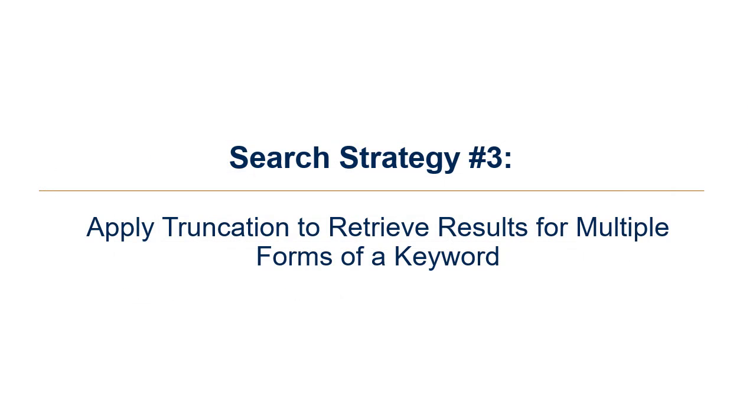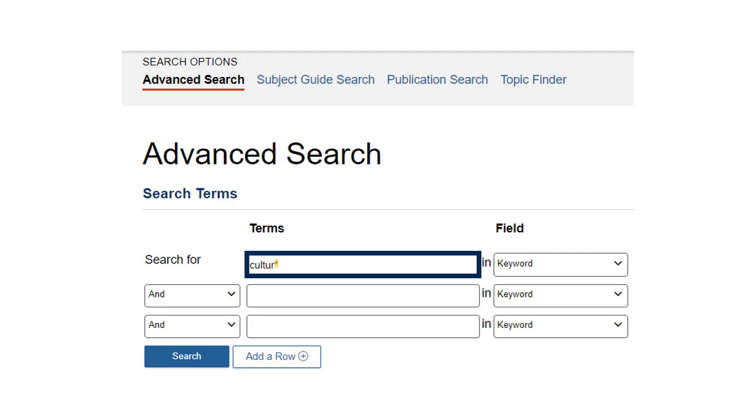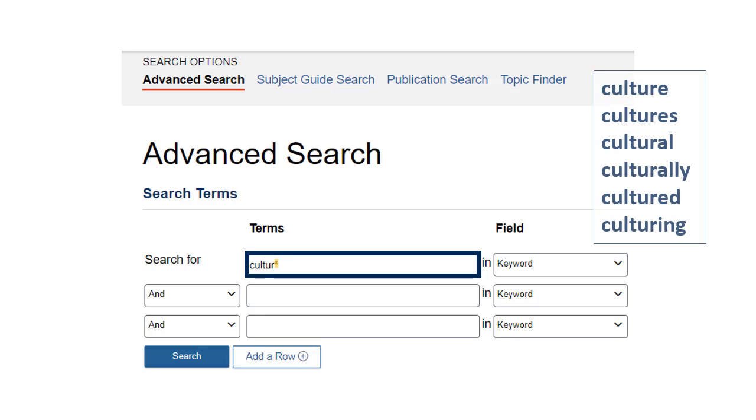Search strategy number 3. Apply truncation to retrieve results for multiple forms of a keyword. You can apply truncation to words using the asterisk symbol to search for different variations for a word's ending or suffix. For example, searching for the term culture with an asterisk at the end will retrieve results that contain culture, cultures, cultural, culturally, cultured, culturing, and so on.